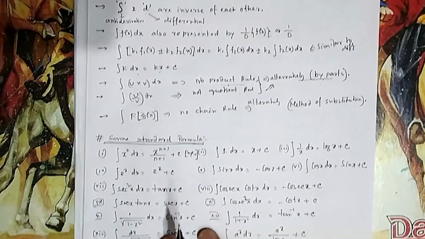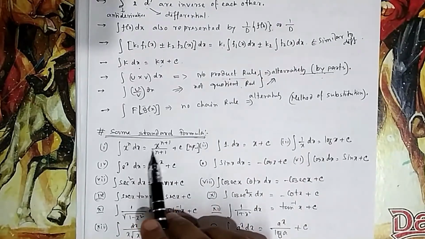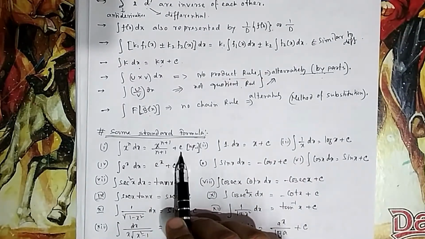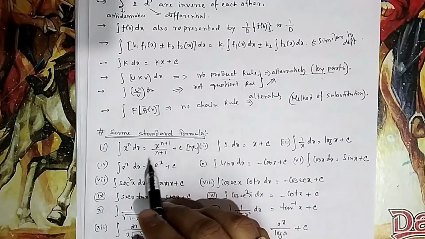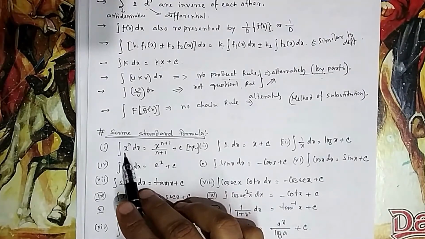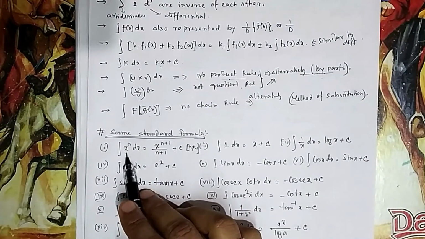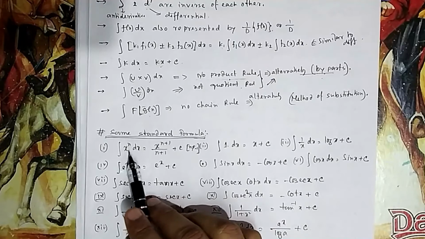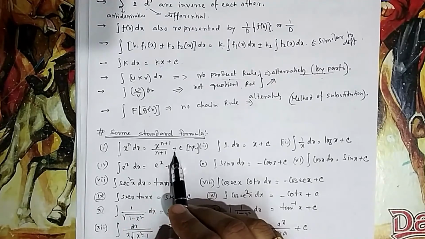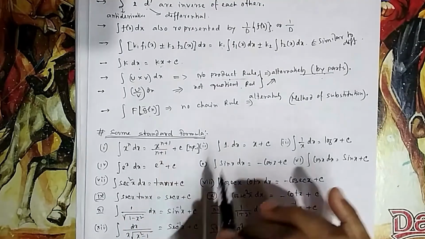Now some standard integration formulas. x to the power n dx is x to the power n plus 1 divided by n plus 1 plus c. So how did this formula come? If you differentiate this one, it will come. So that's why integration of this one is this. You can check, do this differentiation, you will see this will come. So you remember this way: x to the power n is x to the power n plus 1 by n plus 1, plus c is always there for an indefinite integral.